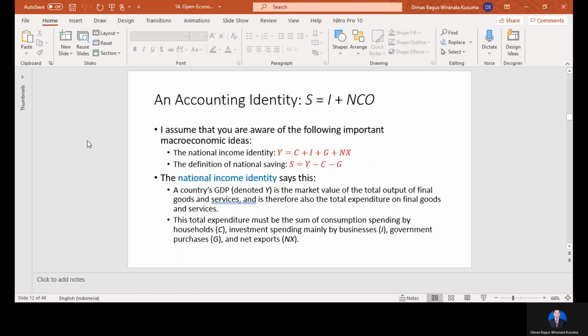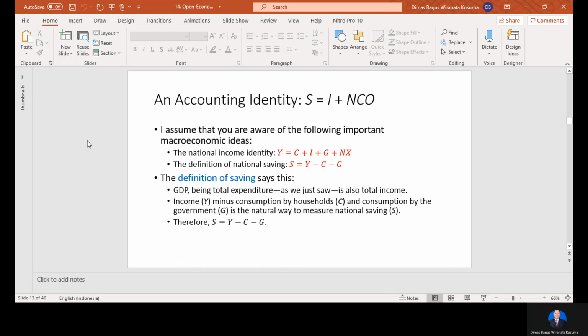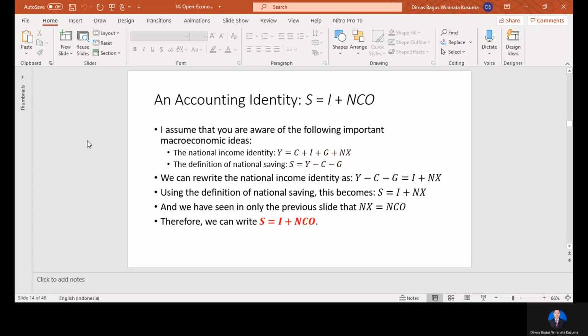Same thing here. We have the national income identity: Y equals C plus I plus G plus NX. Okay, the saving here equals the investment plus net capital outflow. So the saving of the country equals the value of investment they have plus the net capital outflow, the difference between capital outflow and capital inflows. This is the saving.